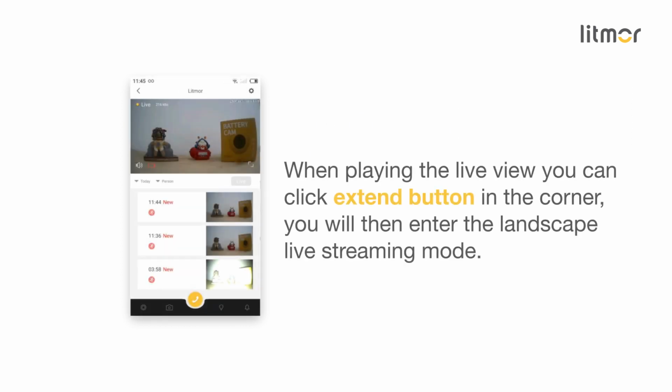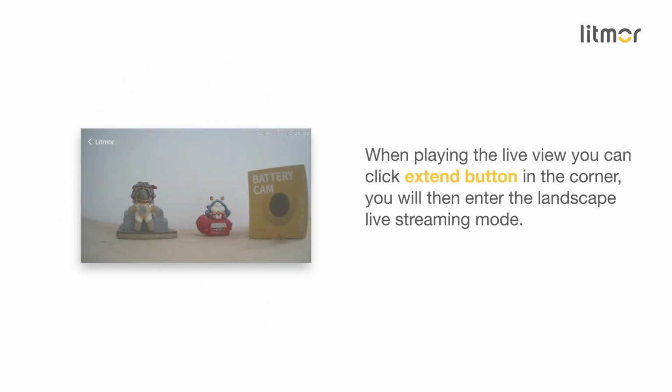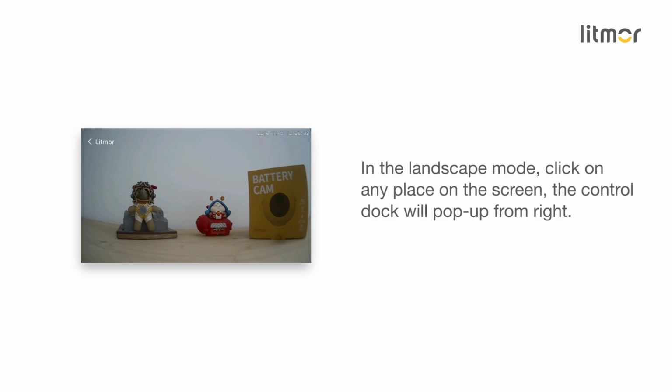When playing the live view, you can click the Extend button in the corner. You will then enter the landscape live streaming mode. In the landscape mode, click on any space on the screen. The control dock will pop up from the right.